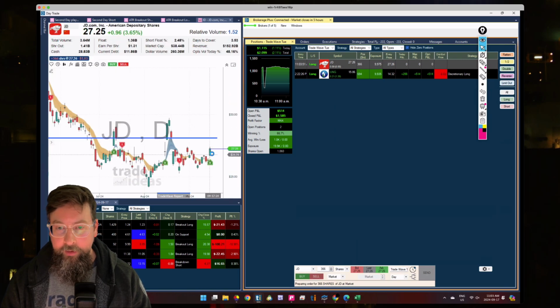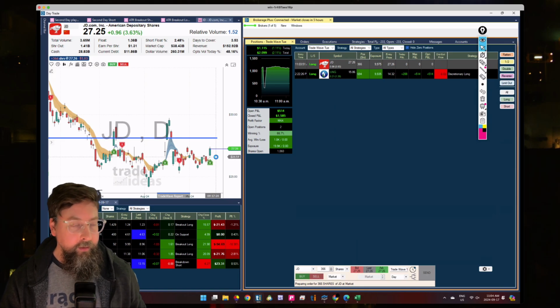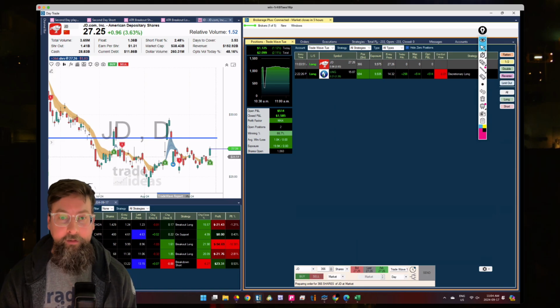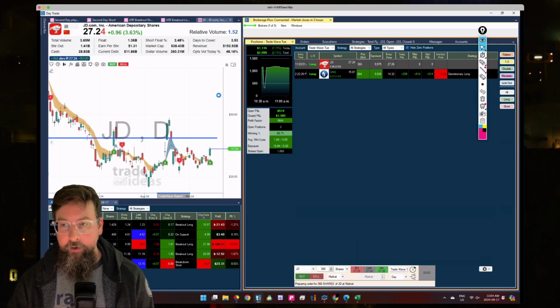So now we are in JD. The idea will simply be, again, a close below this cloud will be our exit. And if we're right and we get a push higher, then hopefully the close below the cloud happens at a much higher price.